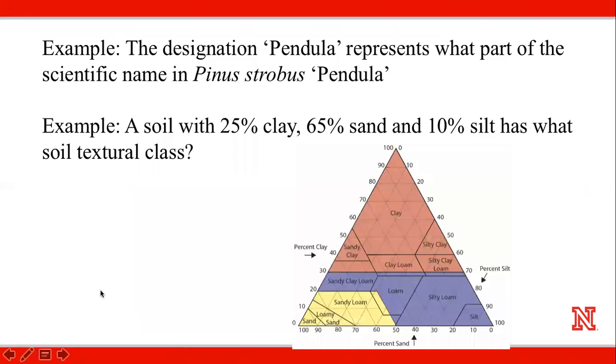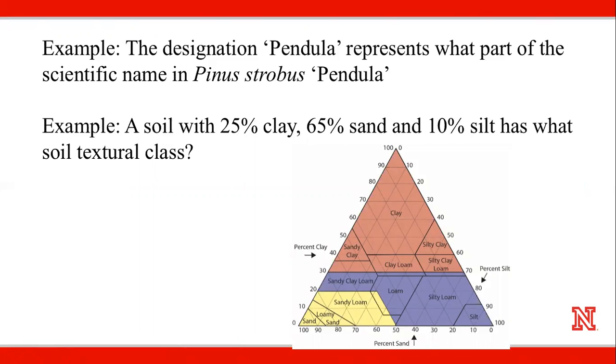Another example is taking a look at the plants. The terminology goes back to knowing what the plant is to understand how to manage it. So the designation pendula represents what part of the scientific name? That would be a question that might be on there.